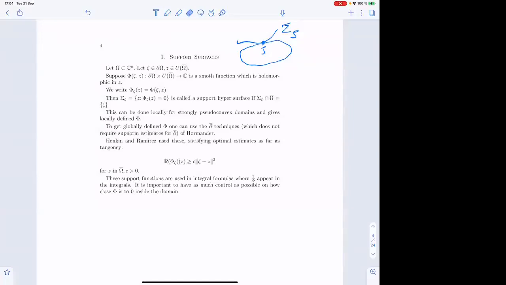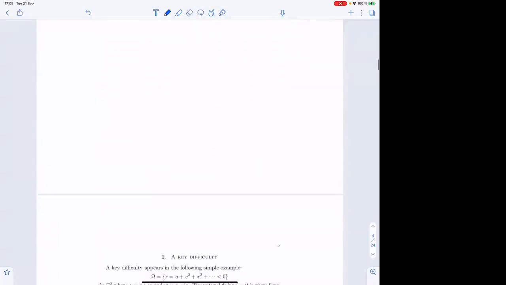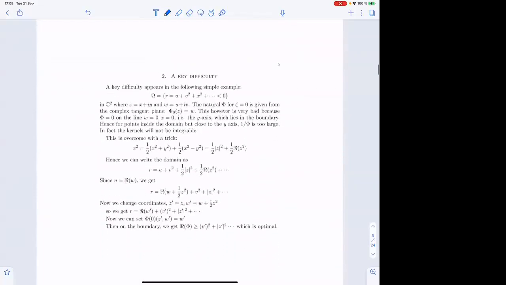These support surfaces are important in the integral formulas that appear, because the function 1 over phi is the bad guy in these kernels, in these integral formulas. If phi is very close to 0, this causes big problems. So we need to be as far away from zero as possible. It is important to have as much control as possible on how close phi is to zero inside the closure of the domain.